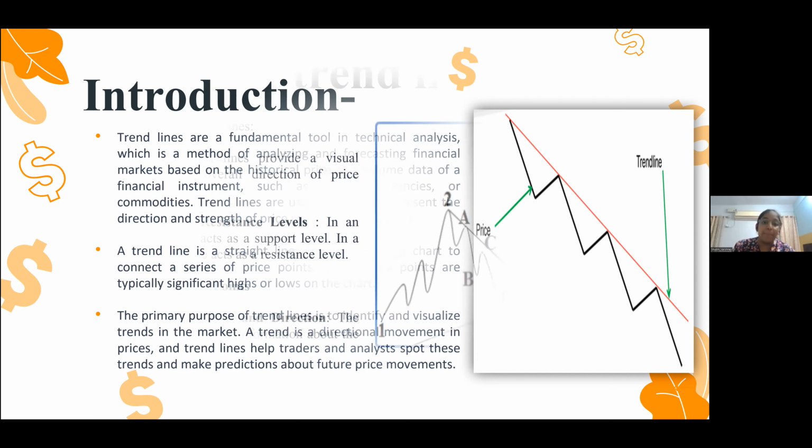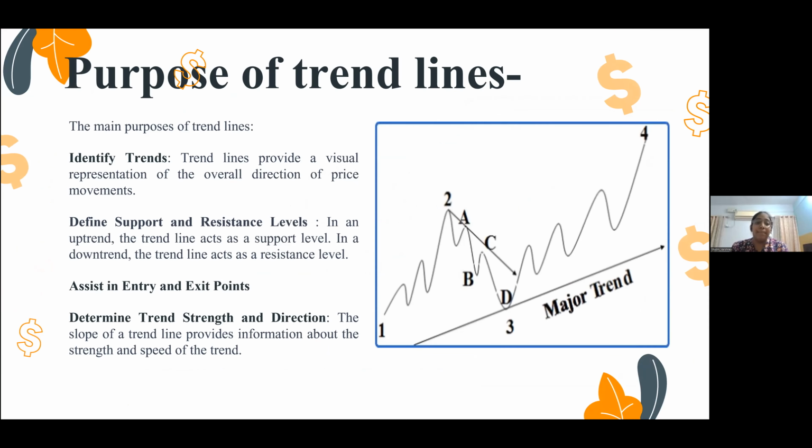Then further, purpose of trend lines. The main purpose of trend lines is to identify trends. The trend lines provide a visual representation of the overall direction, whether there is an uptrend or a downtrend. One can see in this image, there is a downtrend, followed by an uptrend here. The second purpose of trend lines is to define support and resistance levels. In an uptrend, the trend line acts as a support level. Here one can see this is an uptrend. A line drawn here will act as a support line. And in a downtrend, the line acts as a resistance line.